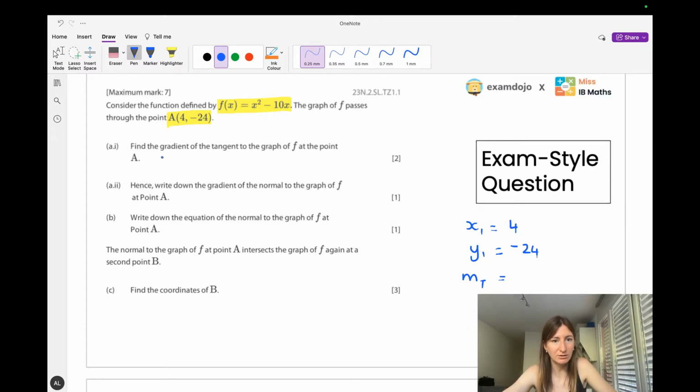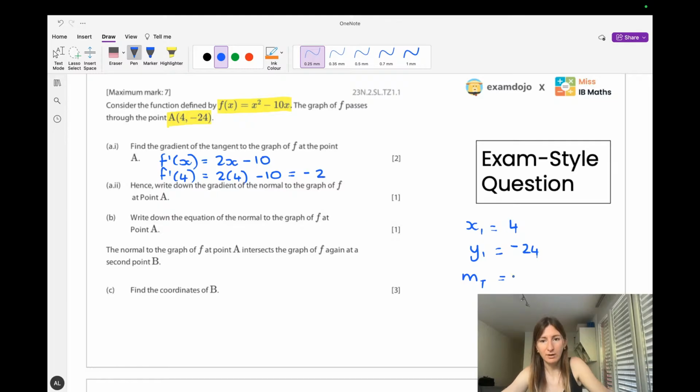So what we need to do is find the derivative. So we have 2x minus 10. And now at the point where x equals 4, so f dash of 4 is 2 times 4 minus 10, which is 8 minus 10, so minus 2. Okay, there we go. The gradient of the tangent is minus 2.